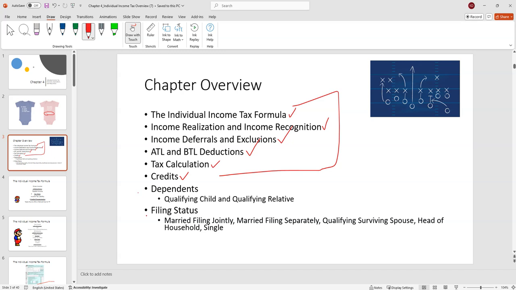Afterwards in lecture 2, we'll look at dependents. What is a qualifying child? What is a qualifying relative? Why do you care about that? Well, for certain filing statuses, you need to have a dependent. In order to take the child tax credit, you need to have and claim them as a dependent. And then we'll talk about filing status, the 5 different types of filing statuses.